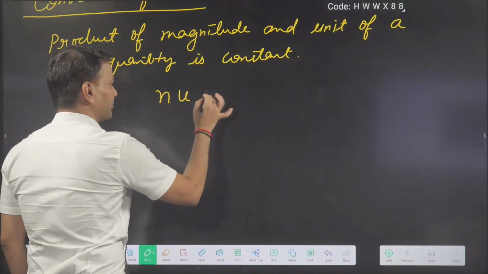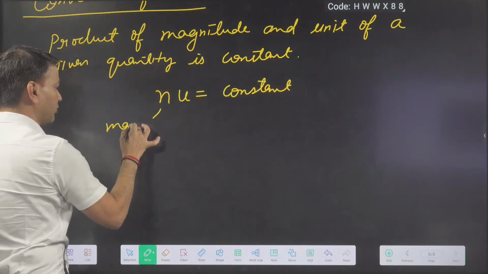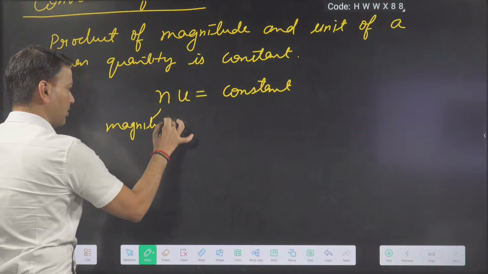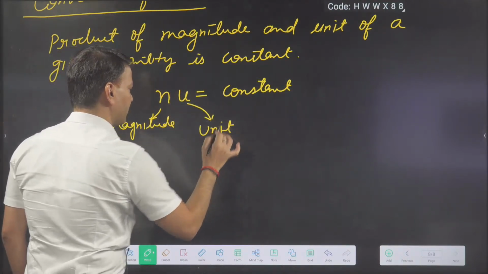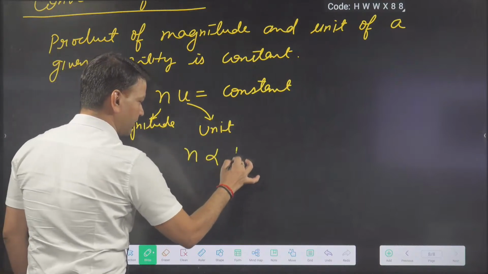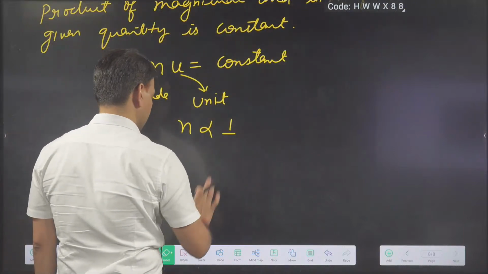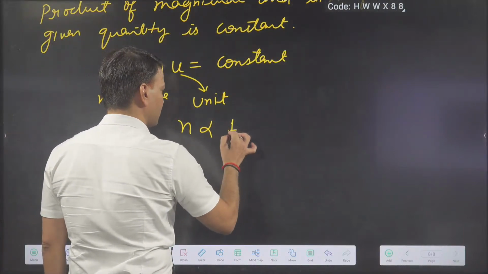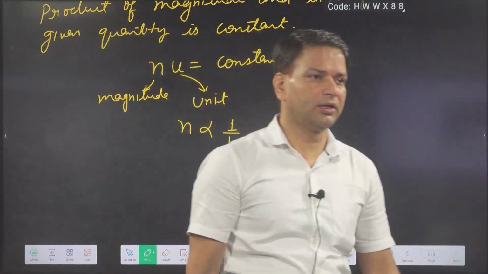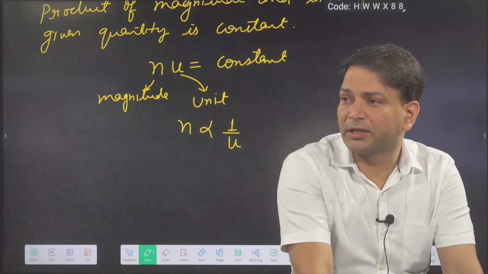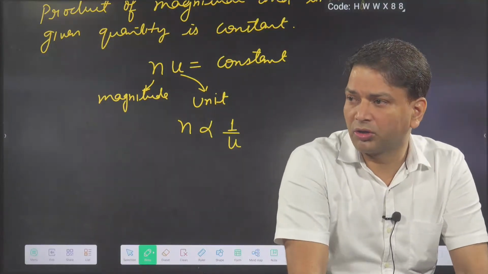So it means n into u is equal to constant. What is the n here? n I am taking as magnitude. And what is the u? u is the unit. Or we can say from this, n is inversely proportional to u. Means if I am taking the larger unit, then the magnitude in that unit will be smaller. If I am taking the smaller unit, then the magnitude will be larger. Everybody got or not?